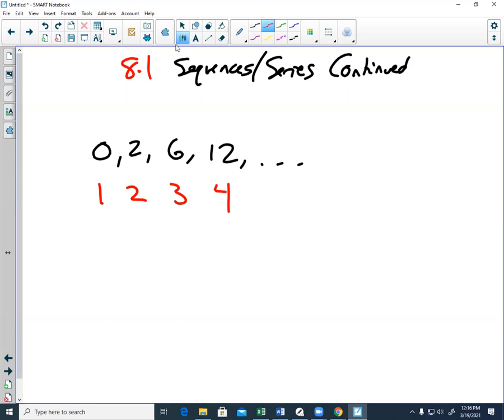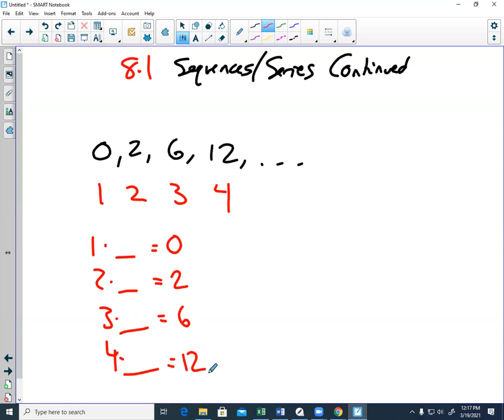So what I'm going to do is line up these numbers and ask the question: 1 times what is equal to 0? 2 times what is equal to 2? 3 times what is equal to 6? And 4 times what is equal to 12? That's what I'm going to try. I'm going to try to come up with this pattern.